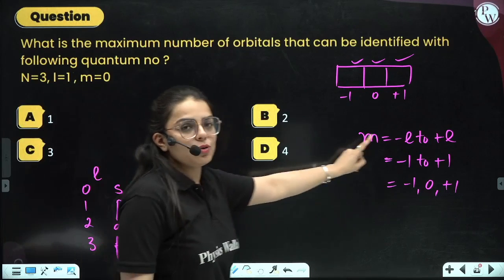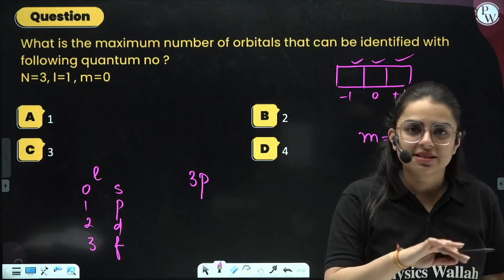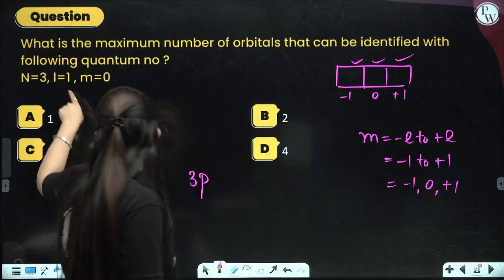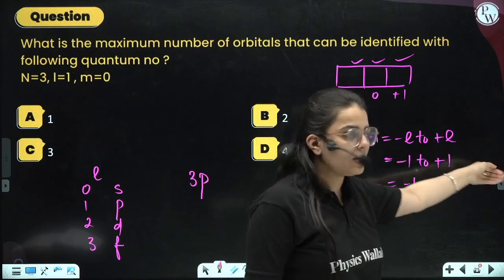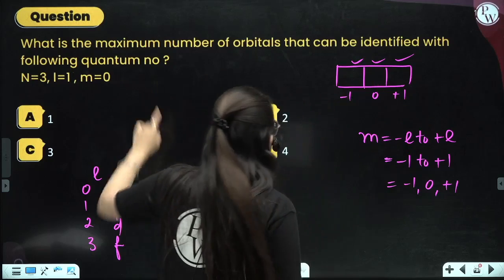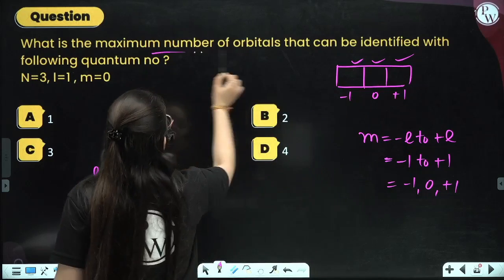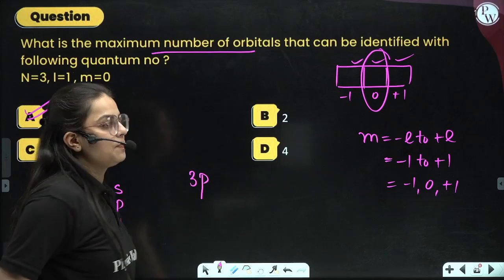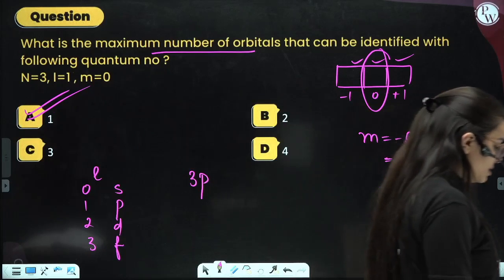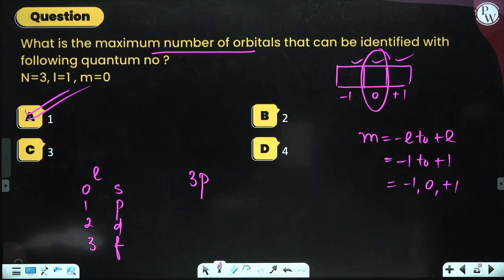M can be calculated as minus L to plus L. L over here is provided to us as 1. So I can say minus 1 to plus 1, that means minus 1, 0, plus 1. Here M is 0. If M is 0, how many orbitals are there in 0? Only 1. So our answer is going to be option number A. Is it clear to you people? Can we move on to the next question of ours?